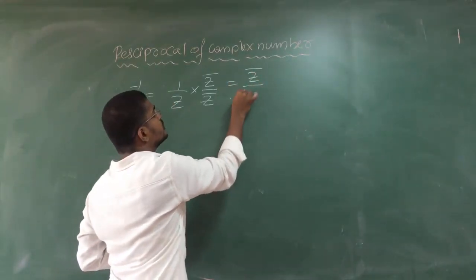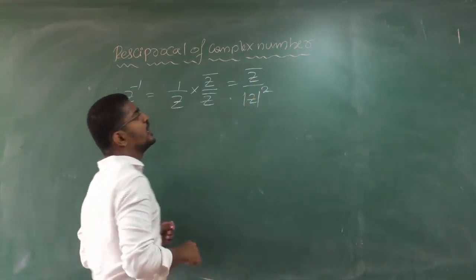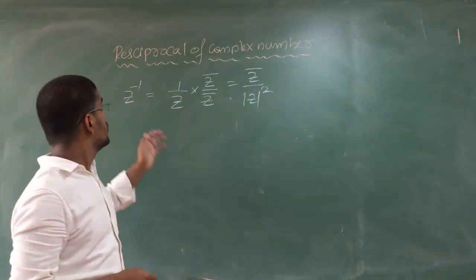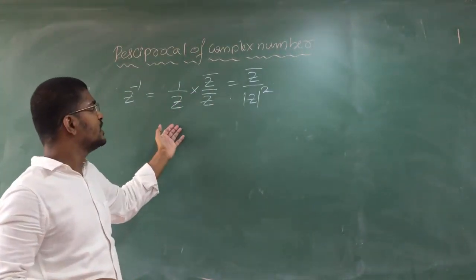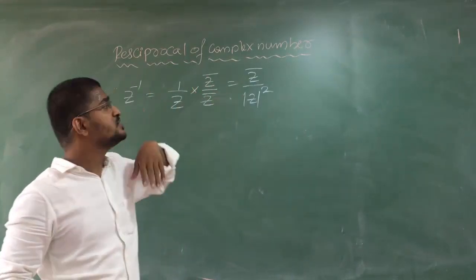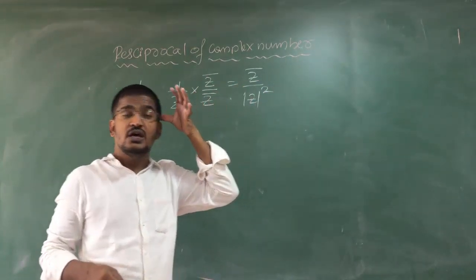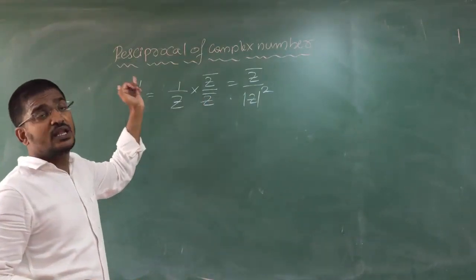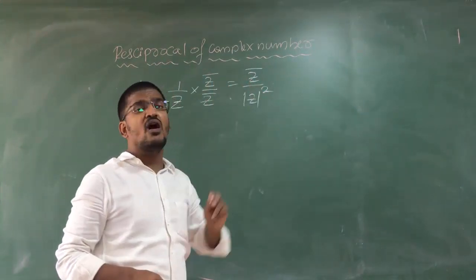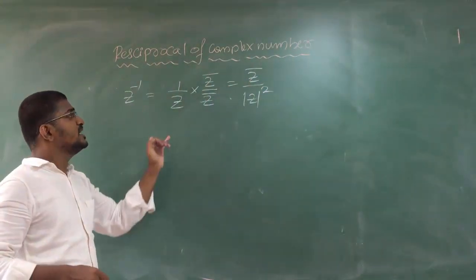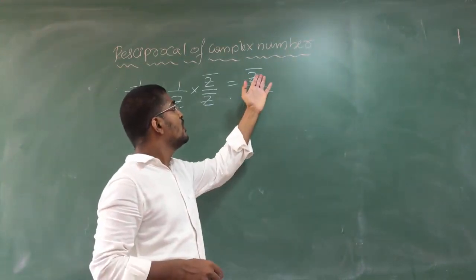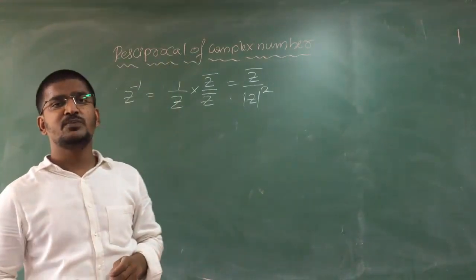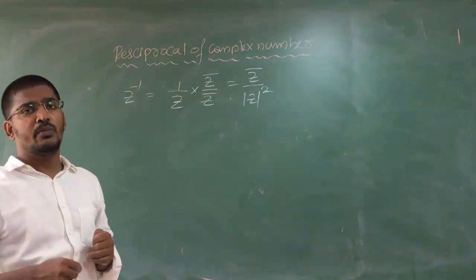If I multiply these two terms, mod of z square, you are going to have from your properties. Clear? So reciprocal of z can be written as 1 by z. If I multiply with the conjugate, you are going to have z bar by mod of z square. That is nothing but z to the power of minus 1, which is equal to z bar divided by mod of z square. 1 by z is also equal to z bar divided by mod of z square. This is the reciprocal of any complex number.